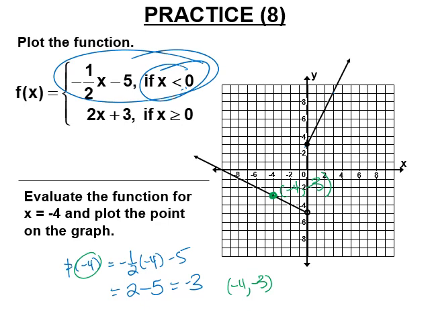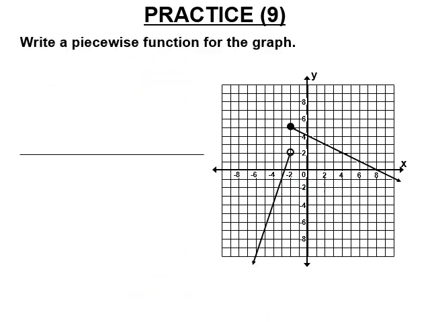Notice if you put -4 in the other equation, you're going to get something that is not on the graph. Let's do that. 2 times -4 is -8, and -8 plus 3 is -5. So you get this point (-4, -5), but that's not on the other section. It's not on any section. So make sure you're evaluating it correctly. We're only evaluating that piece. All right, so we're going to work backwards and write a piecewise function for this.